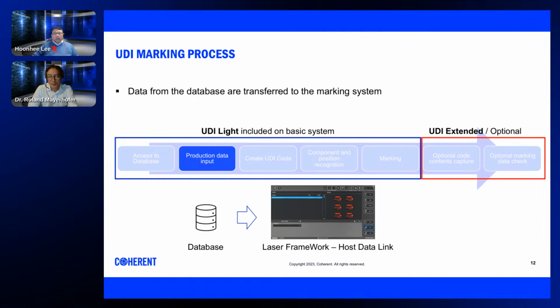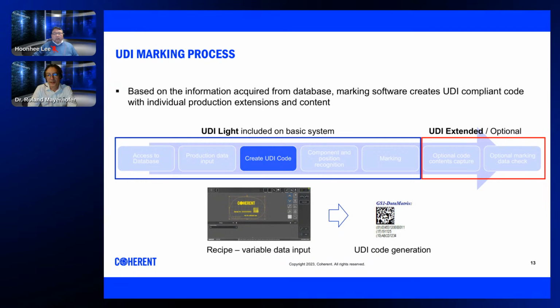So with the data input, basically it lands in Laser FrameWork. The host data link is the connection point to the outer world in our software. There, those variable data will be transmitted and put into the right place, the job or recipe that's already waiting for it. And then you can create the UDI code.